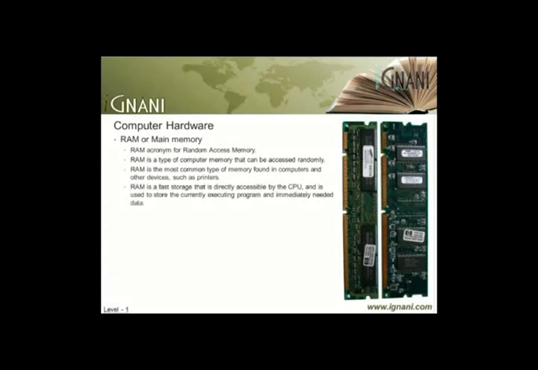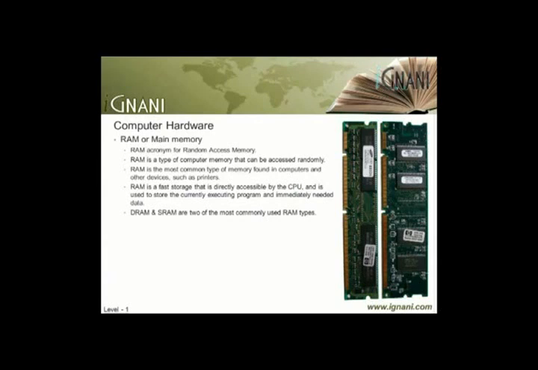RAM is a fast storage that is directly accessible by the CPU, and is used to store the currently executing program and immediately needed data. PCs use RAM of various kinds. Two of the commonly used are DRAM, Dynamic Random Access Memory, and SRAM, Static Random Access Memory.